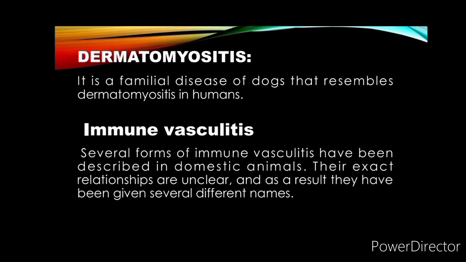Immune vasculitis. Several forms of immune vasculitis have been described in domestic animals. Their exact relationships are unclear, and as usual, they have been given several different names. These include canine juvenile polyarteritis in dogs, polyarteritis nodosa in humans, pigs, dogs, and cats, and leukocytoclastic vasculitis.